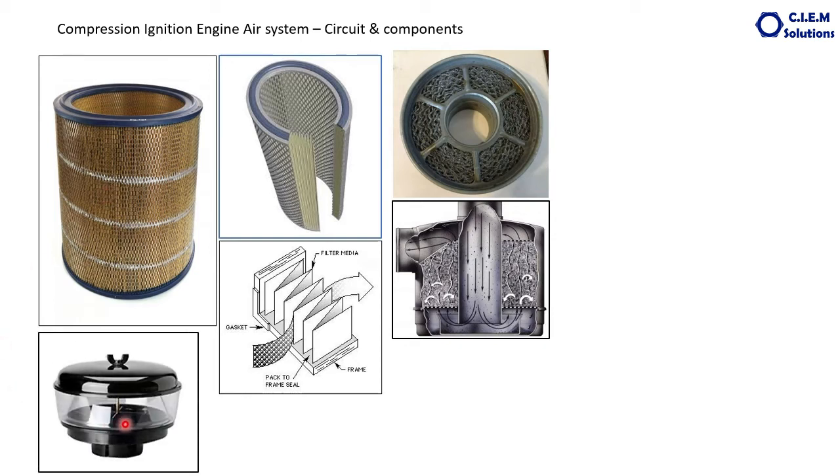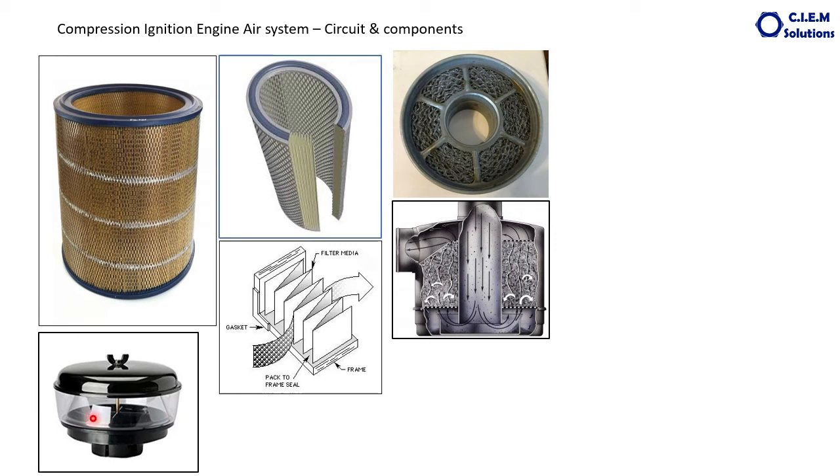This is another attachment called centrifugal pre-cleaner. The purpose of this centrifugal pre-cleaner: it is normally fitted, attached to the dry type air element. What happens when the atmospheric air passes through this from this surrounding hole? There will be a passage inside behind this.